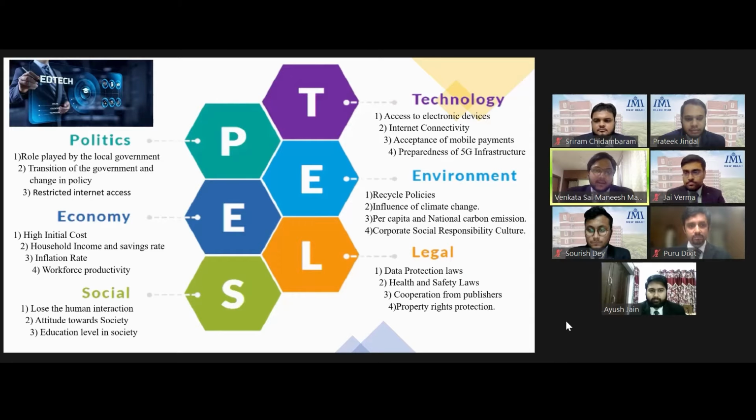Then coming to the economic factors, there is a high initial cost. Despite being a cheaper alternative to traditional education in the long term, there is a comparatively high upfront cost associated with online learning. This is because every student needs to access an electronic device in order to consume digital materials. Some other economic factors are household income and savings rate, inflation rate, and workforce productivity.